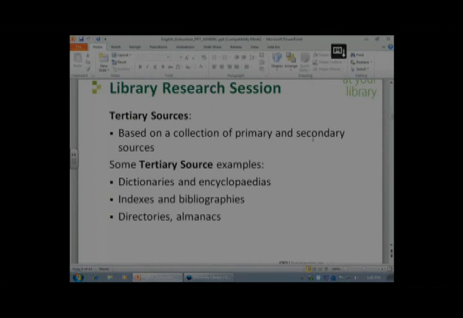Tertiary we don't talk about as much because it's something of a given, I think, in the way we think about these materials.